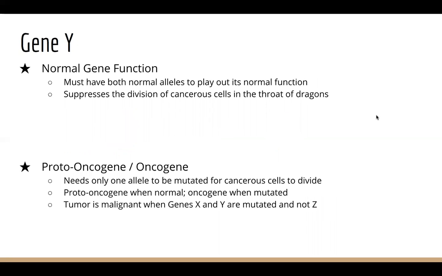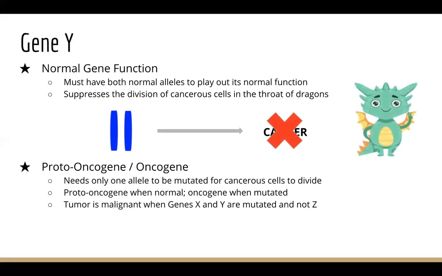Gene Y can be described as a proto-oncogene from looking at the known information. In this case, its normal function is to suppress the division of cancerous cells in the throat of these dragons. On this gene, both normal alleles are necessary to play out its normal function. When both are normal, the gene suppresses the division of cancer, leading to a happy and cancer-free dragon.